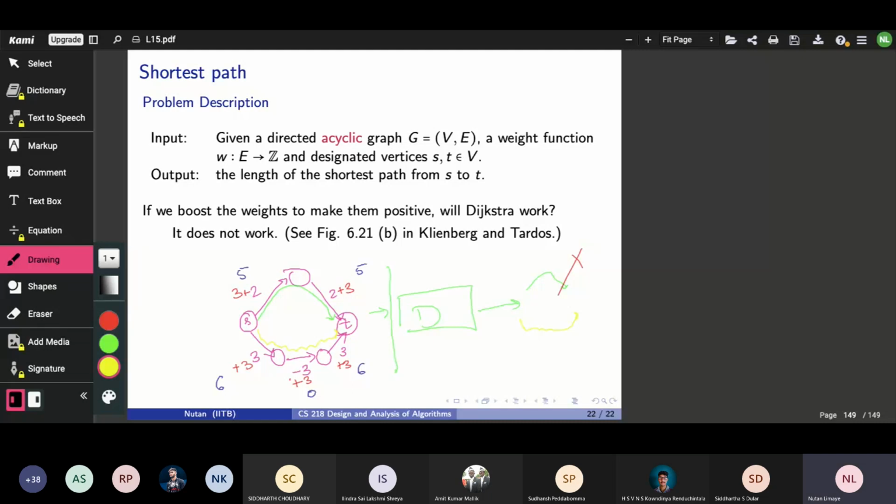Can you please list some practical applications of shortest path with negative weights? Yes, surely. Maybe I'll do it tomorrow in the beginning of the class.